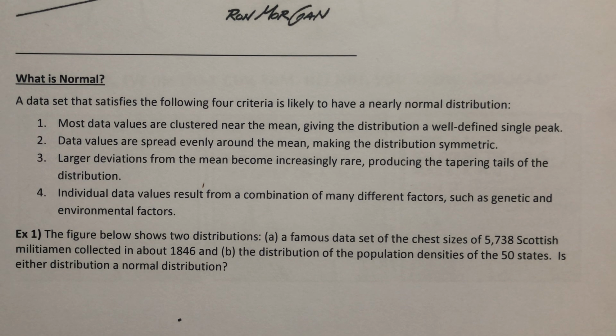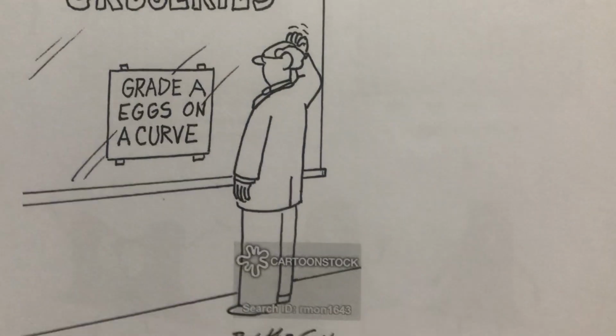Okay, so in 1846, there were 5,738 Scottish militiamen, and they had their chest sizes measured. Because why not? And that would be in graph A. And in graph B is the population densities of the 50 states. So the question is, which one is normal and which one is not?